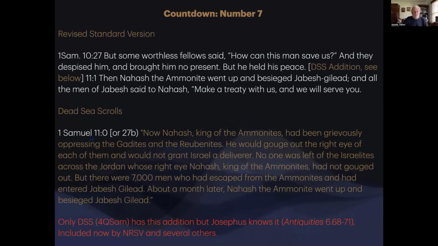But look at this. Some texts call it 11:0 because it's not really a verse in our English Bible, and you can't really have less than one. The new RSV has now put this in, which I think is a major step in the right direction because it should be there. And they just call it 27 and then 27b. So look at the addition. Now, Nahash, king of the Amorites, had been grievously oppressing the Gadites and the Reubenites.